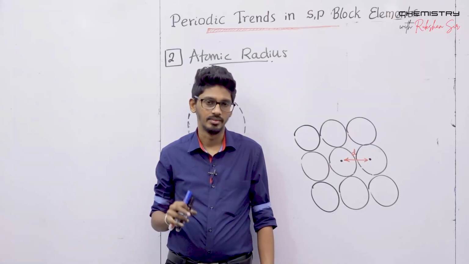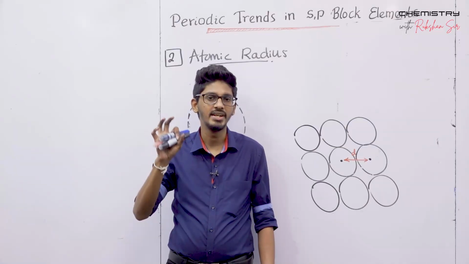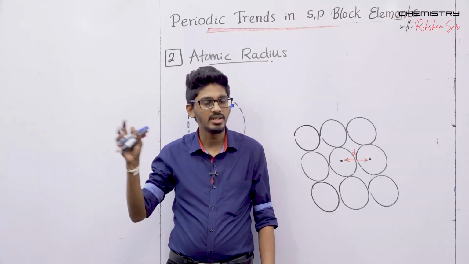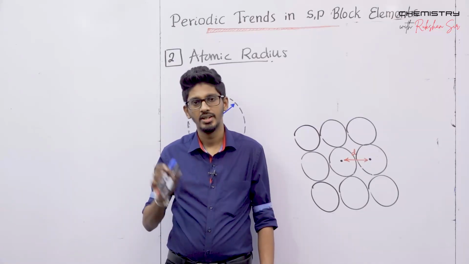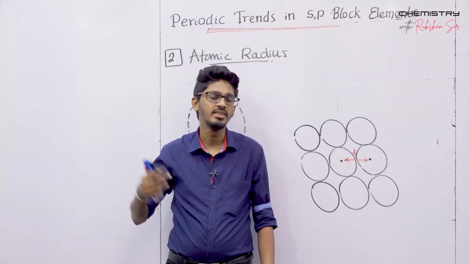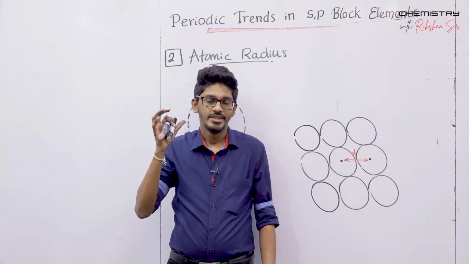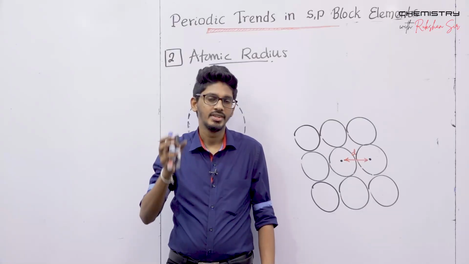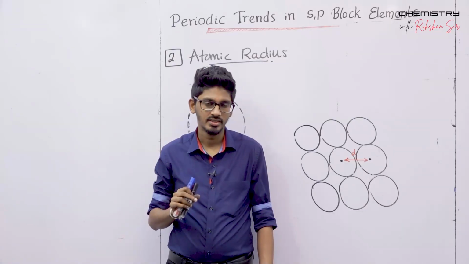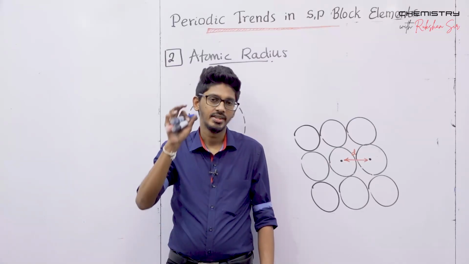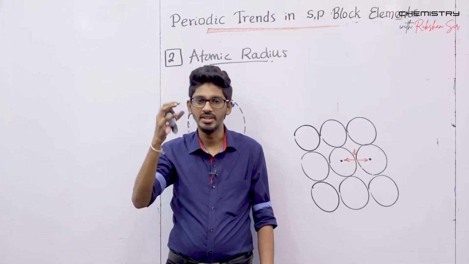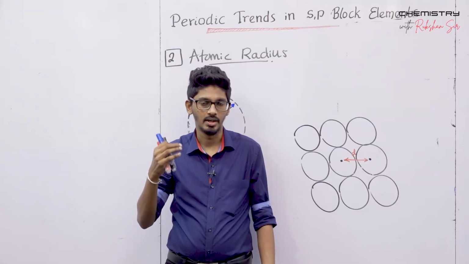So for metal atoms, to come up with the radii of metal atoms, we go for a concept known as metallic radius, right? To come up with the radii of non-metal atoms, we are using two techniques called the covalent radius as well as the van der Waals radius. Those are the three techniques we are following to come up with the atomic radius.